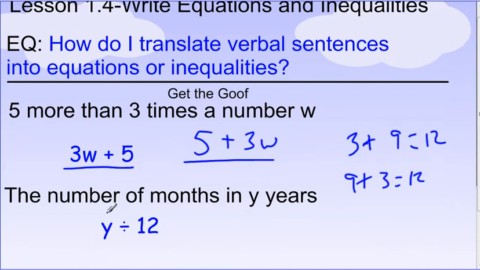The second one says the number of months in y years. If you think of a number in your head, say 5 years, how many months would be in 5 years? Would you take 5 divided by 12? No, that wouldn't work out. You need a bigger number. So you'd probably take 12 times y, because there's 12 months in each year. In 5 years there would be 60 months.